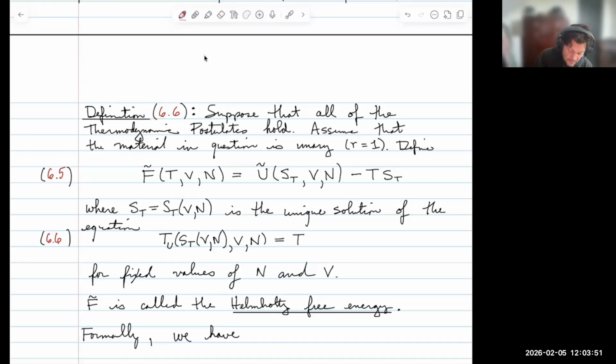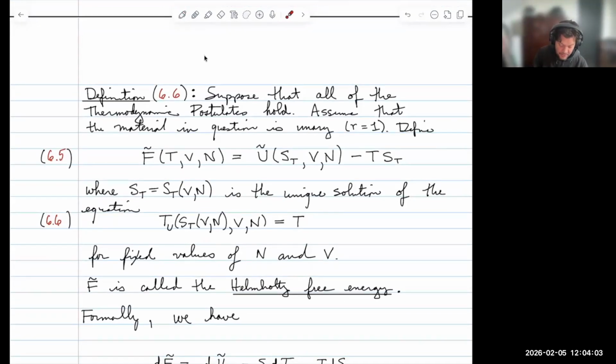And as I said, the Legendre transform is going to preserve thermodynamic information for us. It's not going to destroy it. But let's drill into this definition. Suppose that all of the thermodynamic potentials hold. So that means we can always assume that U is a convex function, S is a concave function, both are increasing functions of their first variable, et cetera, et cetera. Assume that the material in question is unary. This just keeps the discussion simple. So we're not talking about 30 variables here, only three.